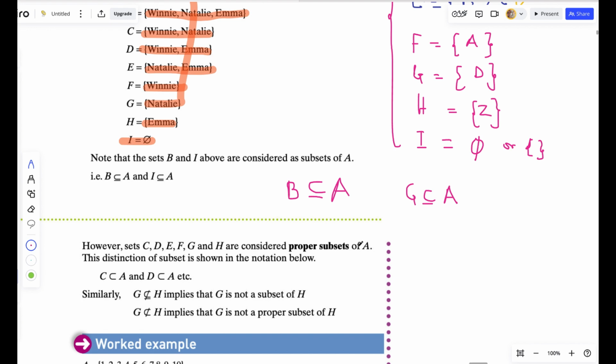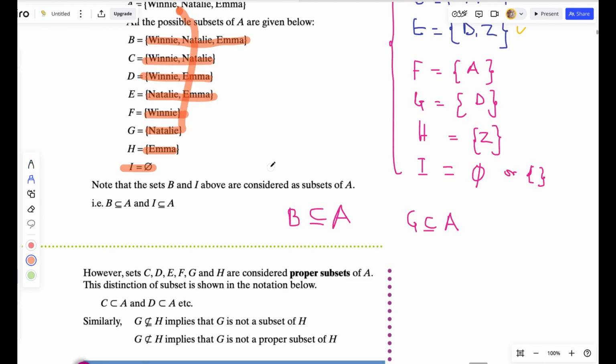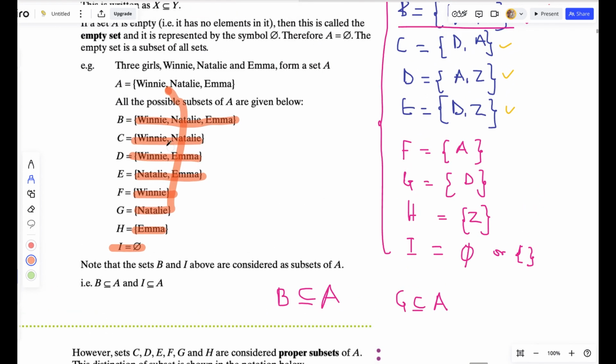Now let's go to what we call proper subset. After we've learned about subset, there's what we call proper subset. Now let's take a look at C, D, E, F, G, and H. They are considered proper subsets. Let's go back and take a look at that. From C to H. You know that set B is the whole set. So the whole set is not a proper subset. It's a subset, but it's not considered a proper subset, because you are listing the whole set A again as set B. So it's not a proper subset. It's a subset, but we don't consider it as a proper subset.